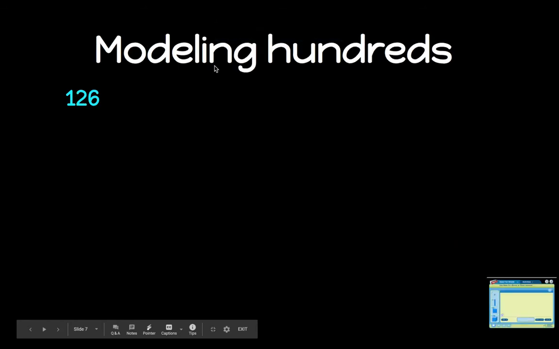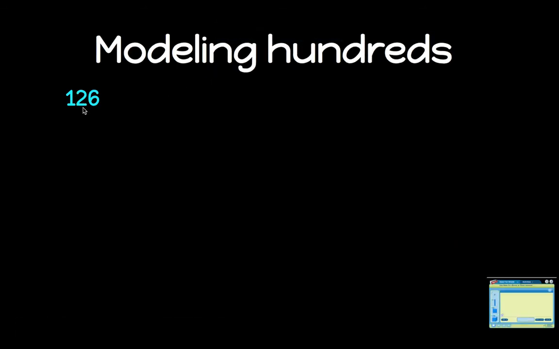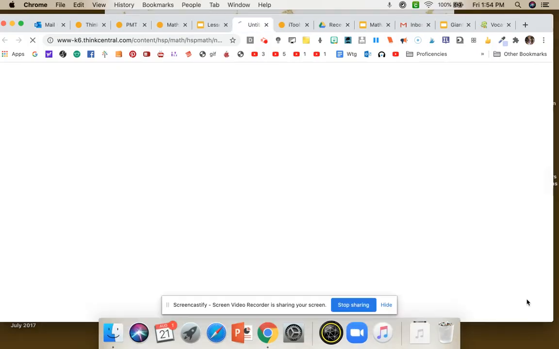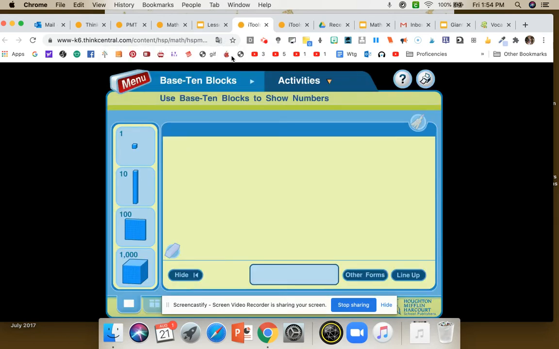Okay. We can also use Itools to model the hundreds. Here we have the number 126. Pop back in here. Here's my 100 block. 20. I'm going to need 2 tens. 1, 2. And I think my other number was 6. So I'm going to stick 6 smaller cubes. And I have 126.